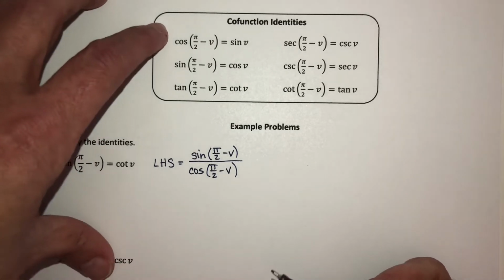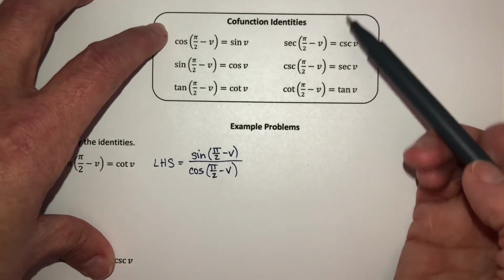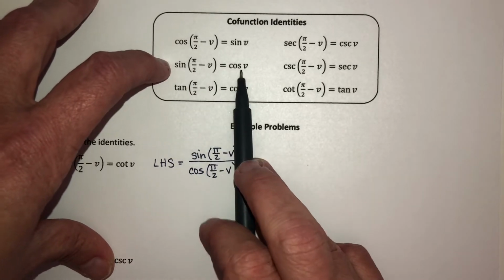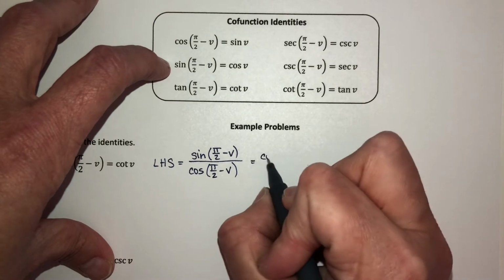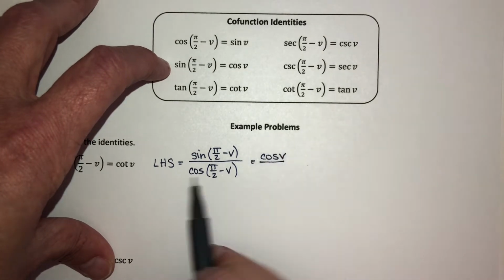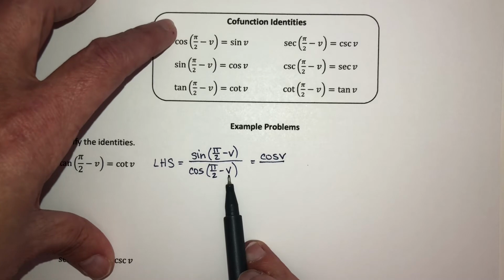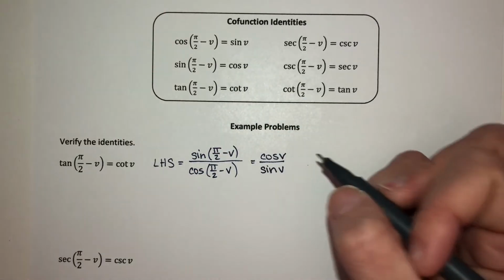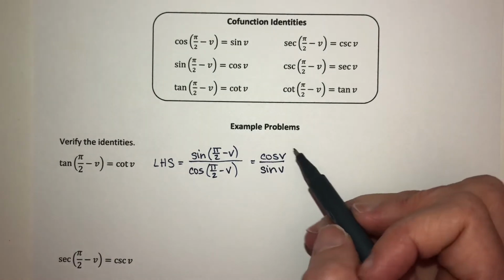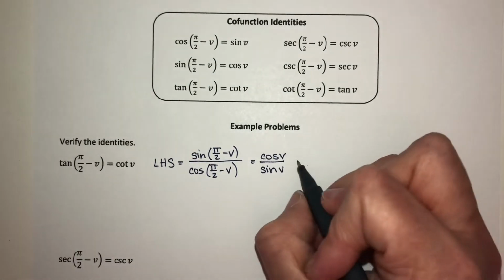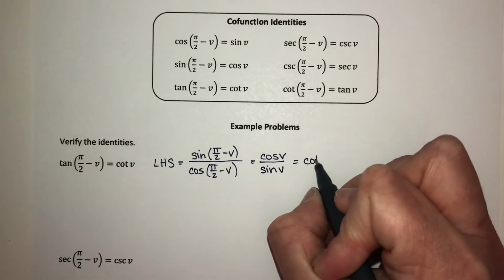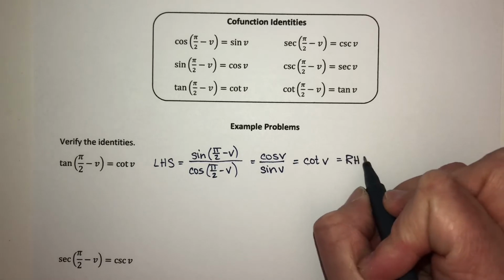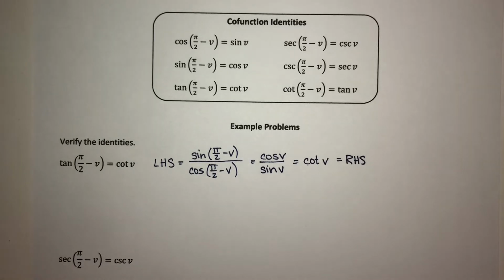Now we can use our cofunctions here since we've already shown that sine and cosine are cofunctions. Sine of pi over 2 minus v is the same thing as cosine v. And cosine of pi over 2 minus v is equal to sine of v. And then one of our quotient identities is that cosine over sine is cotangent. So cotangent v, which is the right-hand side, and our identity has been proven.